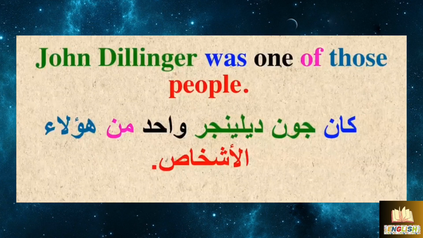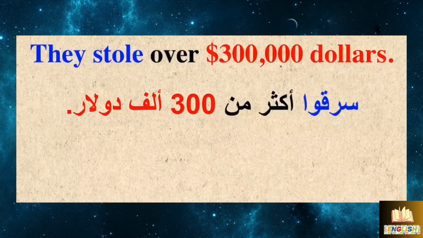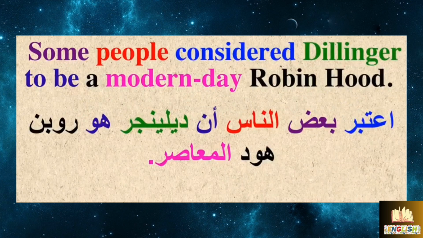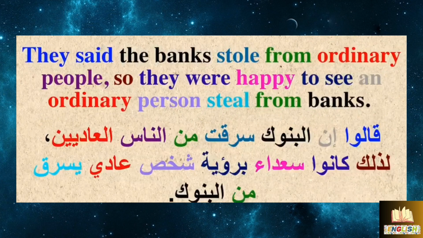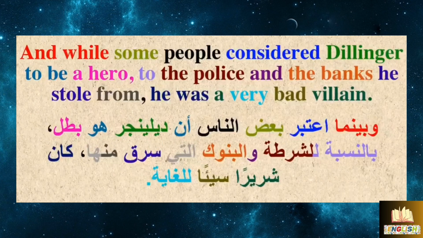John Dillinger was one of those people. He and his gang went around the United States robbing banks. They stole over $300,000. Some people considered Dillinger to be a modern-day Robin Hood. They said the banks stole from ordinary people, so they were happy to see an ordinary person steal from banks. Eventually, Dillinger was caught and killed by police. And while some people considered Dillinger to be a hero, to the police and the banks he stole from, he was a very bad villain.